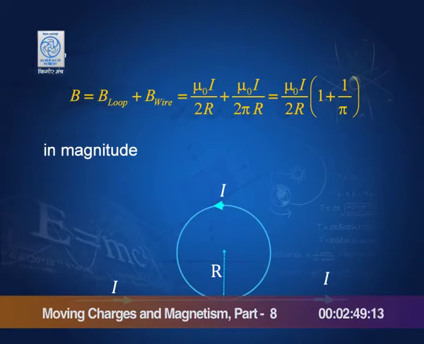In this case, you can work out, I leave it for you as an exercise, that the fields are in the same direction, the field due to this loop and the field due to this wire at the point which is at the center of the loop. So, you just add them. We get the magnitude of B is B loop plus B wire, which is mu 0 I by 2 pi r, the formula we derived earlier, plus mu 0 I by 2 pi r, again the formula derived earlier, and we sum them together. And this is the magnitude of the field due to this arrangement.